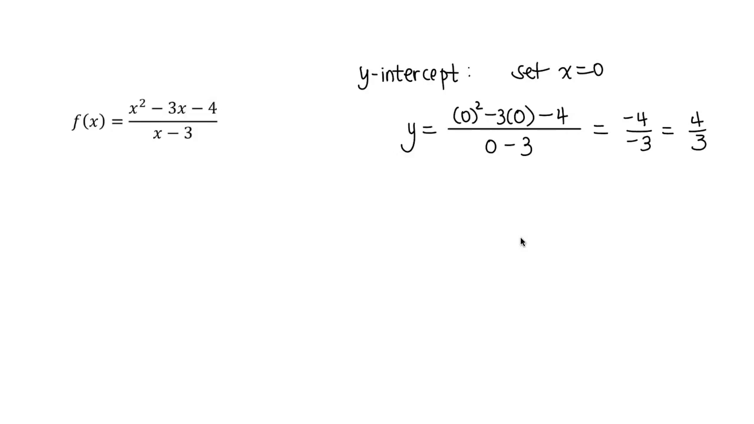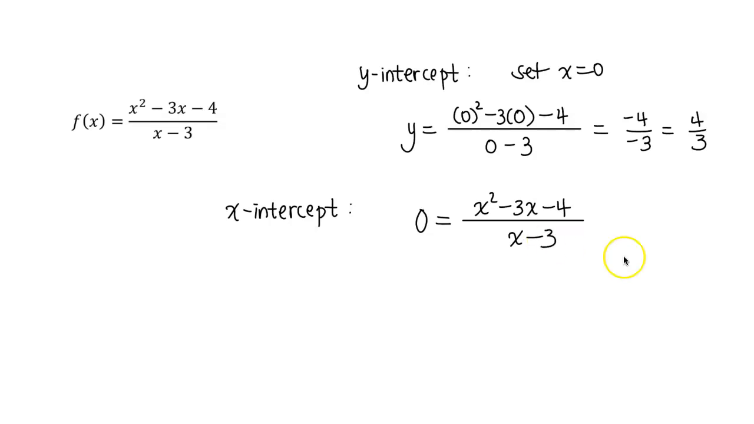Now to find the x-intercept, we set the whole function equal to 0. We set the y value equal to 0. So do this. Say 0 equals the entire quotient. Now, the quotient is equal to 0, or the fraction is equal to 0 when the numerator is equal to 0, right?